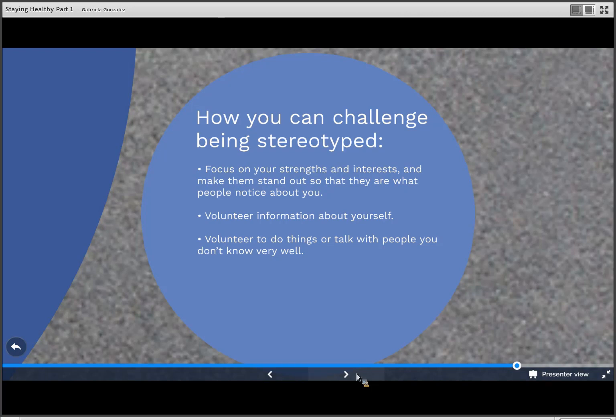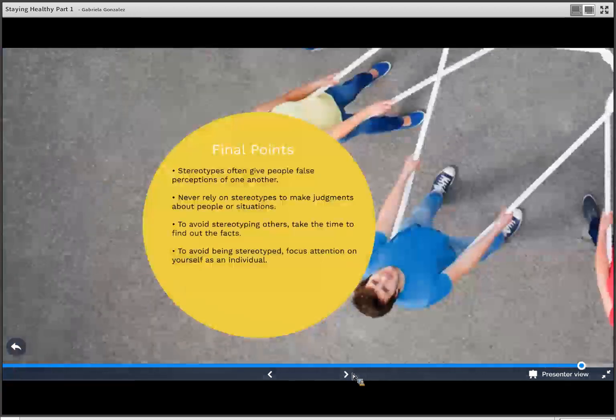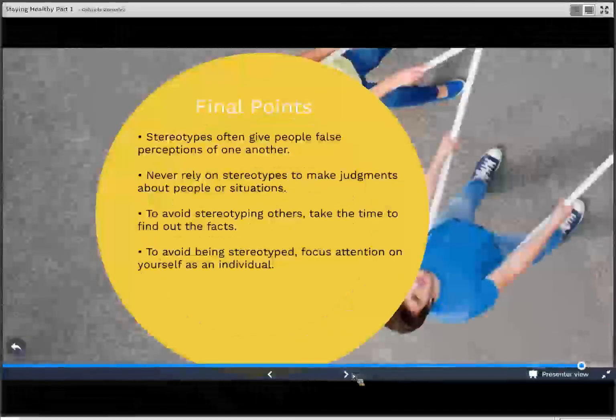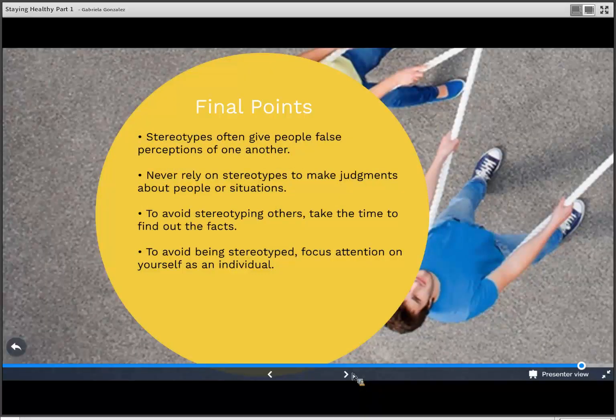So we are coming to an end here with our SEL Spotlight this week. And I do want to leave you with some final points. I hope that you walk away with a lot of valuable information today. I just want to recap that stereotypes often give people the false perception of one another. You never want to rely on stereotypes to make judgments about people or situations. Avoid stereotyping others. Take the time to find out the facts. Avoid being stereotyped by focusing attention on yourself as an individual.